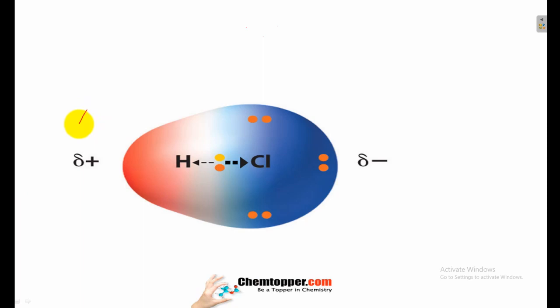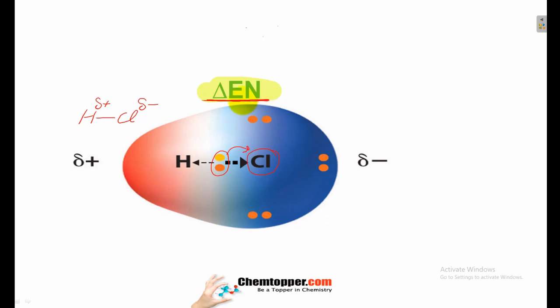Let us work on hydrogen chloride molecule. In hydrogen chloride molecule, chlorine is more electronegative than hydrogen as it has more tendency to attract the shared pair of electrons on itself. Due to the difference in the electronegativity of hydrogen and chlorine, there is a charge separation in the chemical bond of hydrogen and chlorine. Hydrogen will be slightly electron deficient and chlorine will be slightly electron rich.